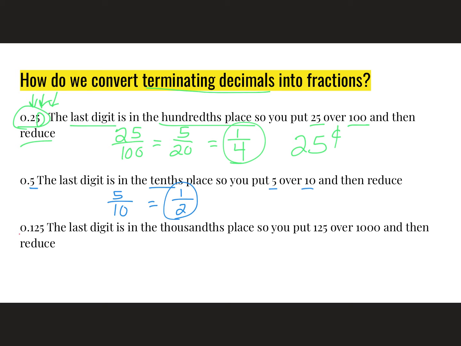Well, what about this one right here? 0.125. The last digit is the thousandths place. So you simply put 125 over 1,000. I know 25 goes into each of these. So that is 5 over, it goes into 100 4 times, 10 over 40. Again, I know that 5 goes into both of those. 5 goes into 5 once, 5 goes into 40 8 times. So it is simply 1/8. Now, some of these you might know already, but this is just a way to turn them back into fractions.